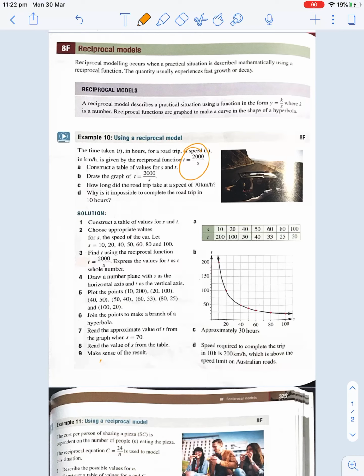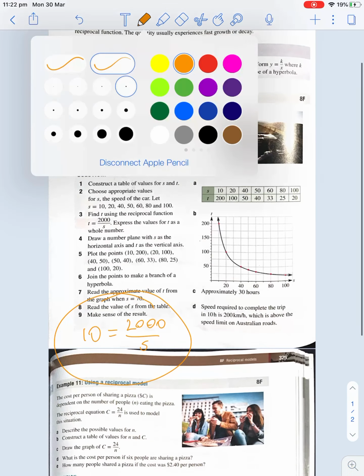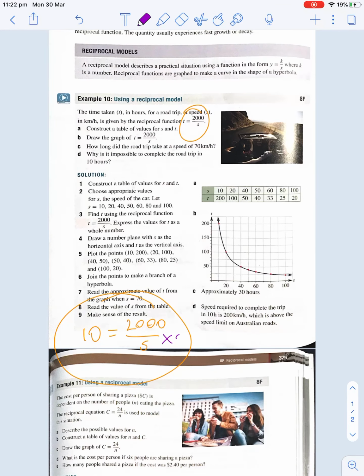So here we've got t equals 2,000 over s. We want our t to be 10, so I'm going to rub out the t and make it a 10. And then when we're solving this equation, you want to think to yourself, well, let's multiply by our s. So if I times both sides by s, we get that 10s, 10 times s is 10s. So I get 10s equals 2,000. And then I divide by my 10 and I get that s is equal to 200.